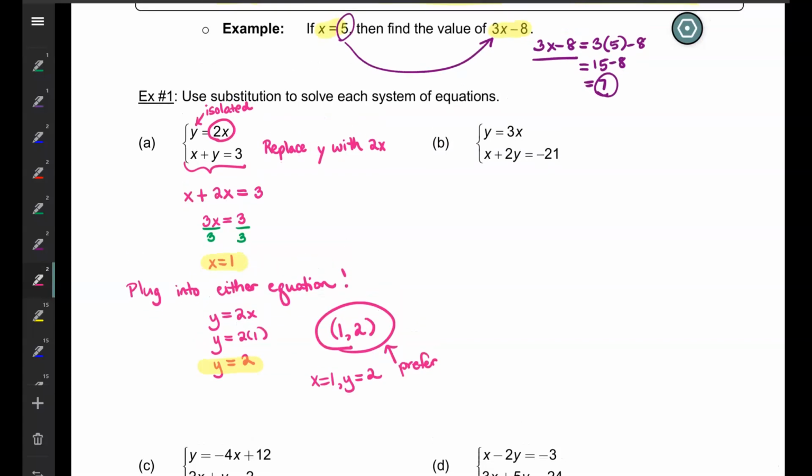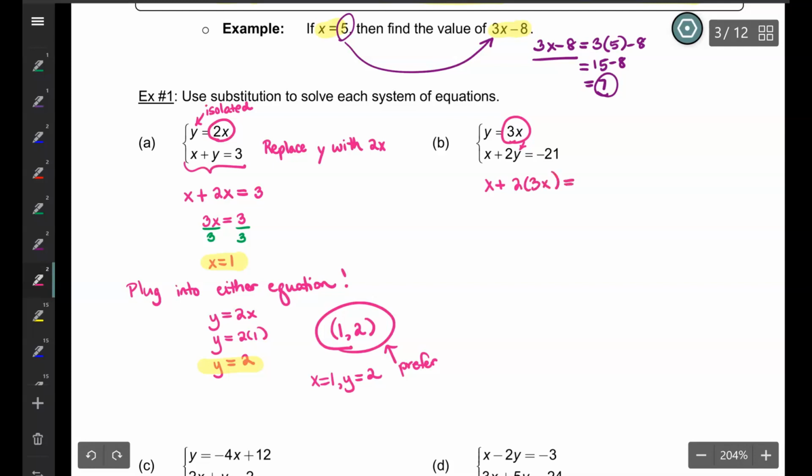All right, take a look at B. So I have y equals 3x. So I'm going to take 3x and plug that into the second equation. So I'm going to have x plus 2 times 3x equals negative 21. So I'm taking that second equation and the only thing I'm changing is the y turned into a 3x.